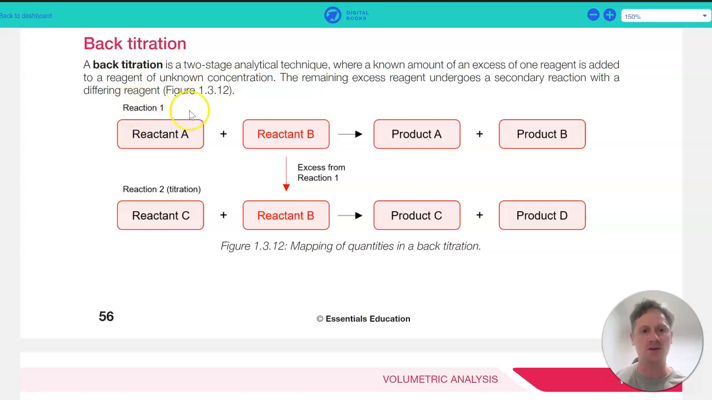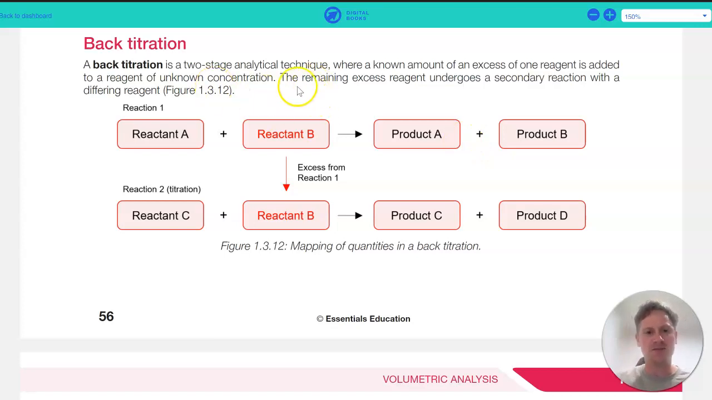So in this instance, chemical reaction 1 is like your regular titration. You've got reactant A and you've got reactant B, okay? Now reactant A is the analyte. That's the one that we're trying to figure out the unknown concentration of. Reactant B is the one that we know the concentration of and the volume. So that's the standard solution essentially. So you perform that titration and there's a reaction that occurs, okay?